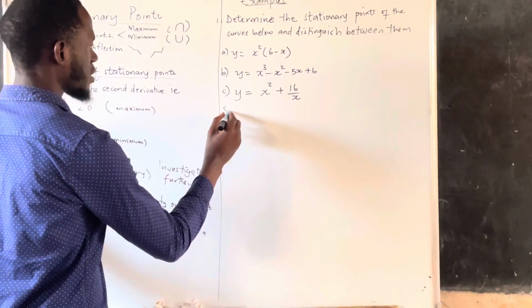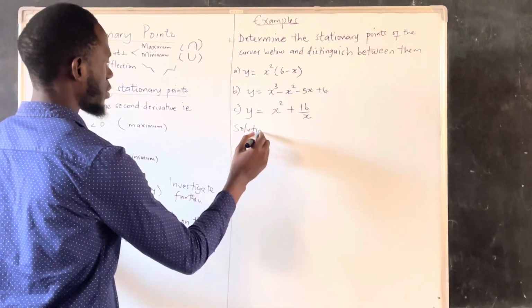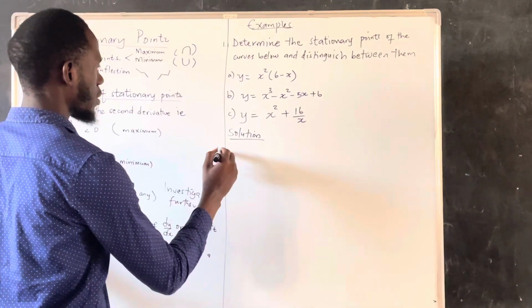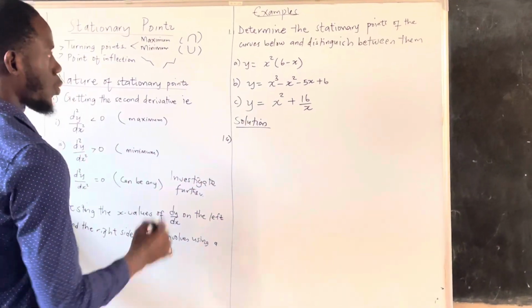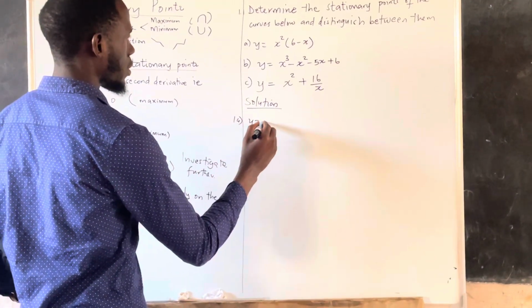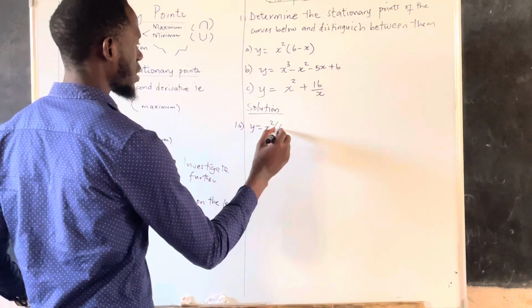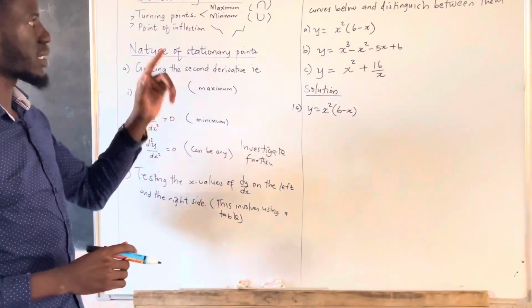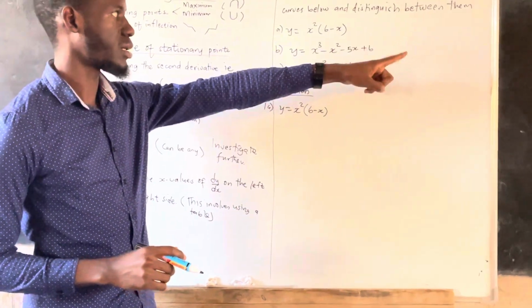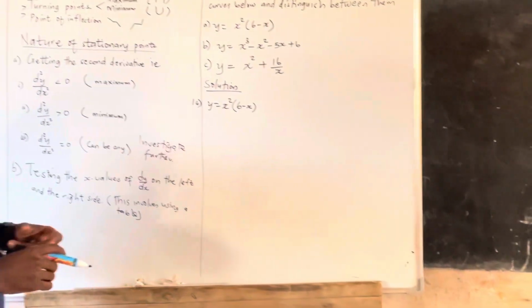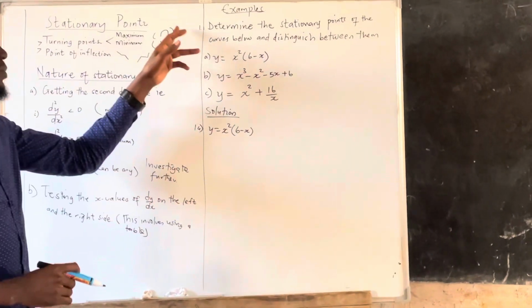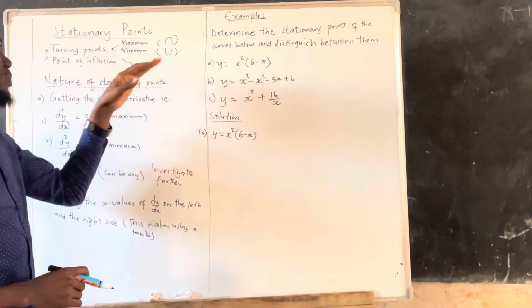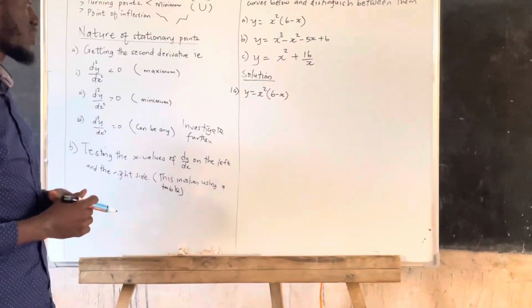So our first example, in the solution, we shall have part A. y is equal to x squared into 6 minus x. The question is telling us to determine the stationary point and distinguish between the stationary points. Is it a minimum? Is it a maximum? Is it a point of inflection? That is what we are going to do.